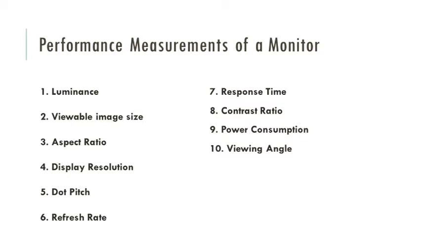Now we have to focus on the performance measurements of the monitors. The first one is the luminance. Luminance is the photometric measure of the luminous intensity per unit area of light traveling in a given direction. And the second point is the viewable image size. The viewable image size is measured diagonally, and the VIS is the actual amount of screen space that is available to display a picture without obstruction from the case or other aspects of the unit's design.